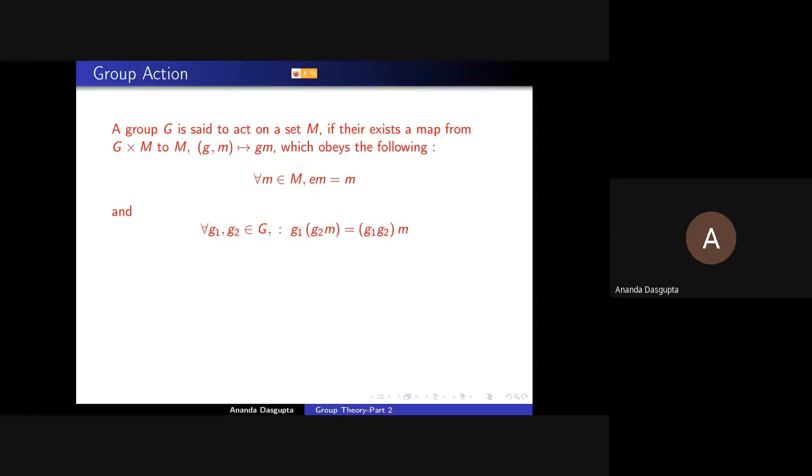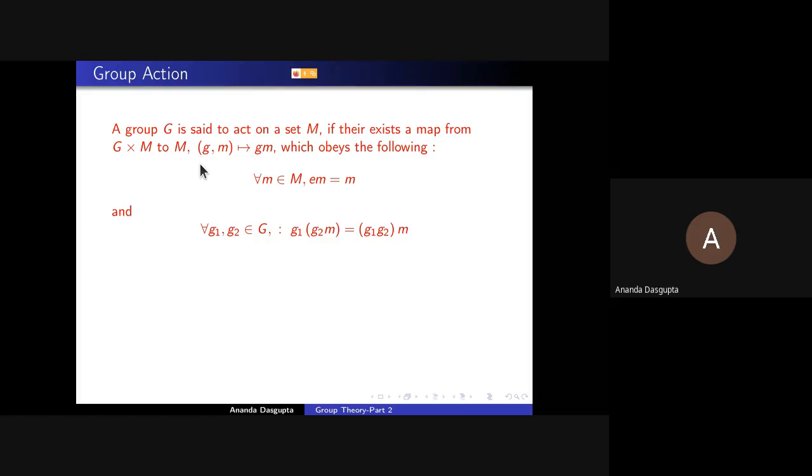This is the notion of group action. A group G is said to act on a set, I'm calling the set M, if there exists a map from G cross M to M. This is really simply a way of saying, give me a group element, give me an element in the set M, and I will just tell you how the group element acts on the element of the set M. So it maps G comma M, an ordered pair, G from the group, small m from capital M, into a new element of capital M called Gm.